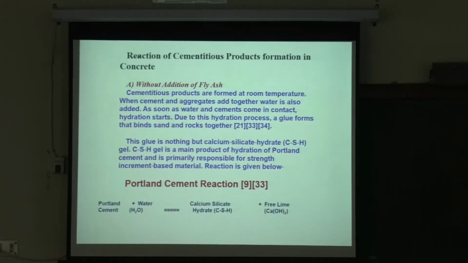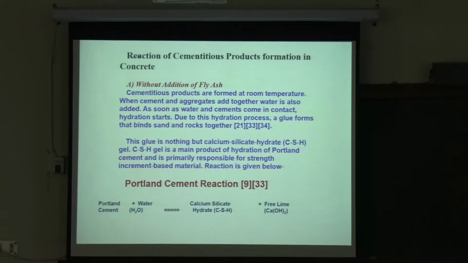Reaction of cementitious product formation in concrete. Now, without addition of fly ash, concrete cementitious products are formed at room temperature. When cement and aggregates are added together, water is also added because that's what is in concrete. As soon as water and cement come in contact, hydration starts, and during this hydration process, a glue forms that binds sands and rocks together.